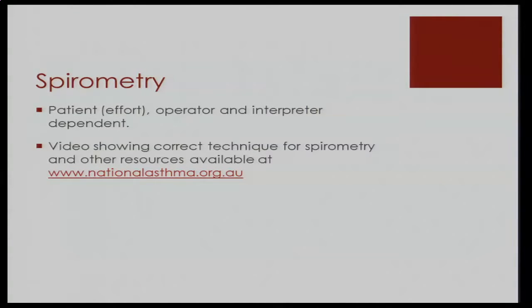It's very much dependent on the effort that the operator puts in as well, that you really have an operator that can instruct patients accordingly to really get a really good effort and consistent effort out of them without really annoying the patient at the same time, which can be quite difficult. And very much dependent on the interpreter, so who's actually looking at the results. So you can't rely upon the computer-generated reports that some of these devices will spit out.